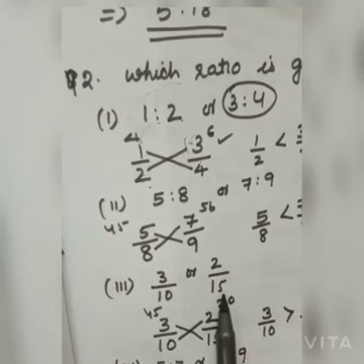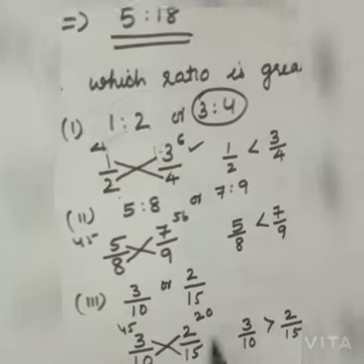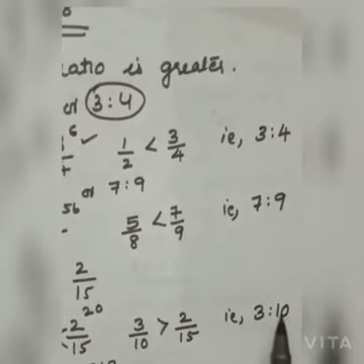3/10 or 2/15, cross multiply. 45 and 20, 45 is greater. That is, 3/10 is greater. 3:10 is greater.